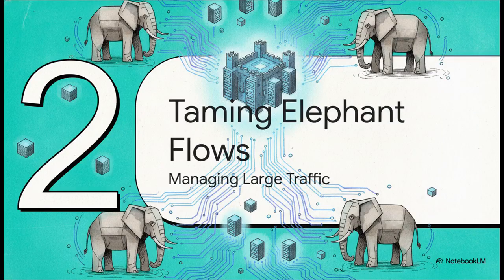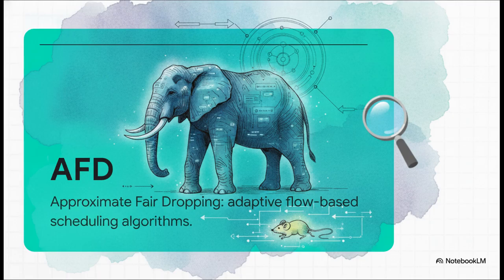So, Section 2, taming the elephant flows. Well, we obviously can't just ban the elephants, right? We kind of need them to save our checkpoints. So how do we fix this buffer monopoly? The real hero here is a class of algorithms known as AFD, or approximate fair dropping. Essentially, this is an adaptive, flow-based scheduling and buffer management system.